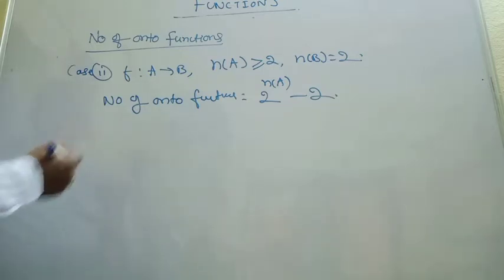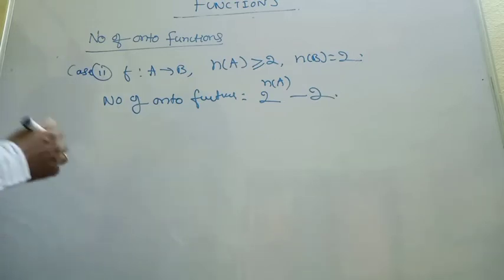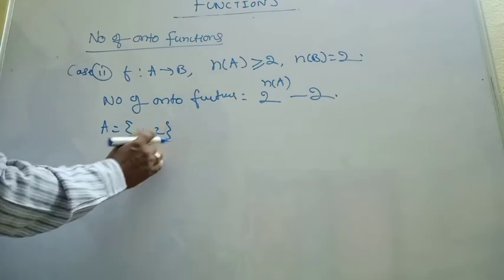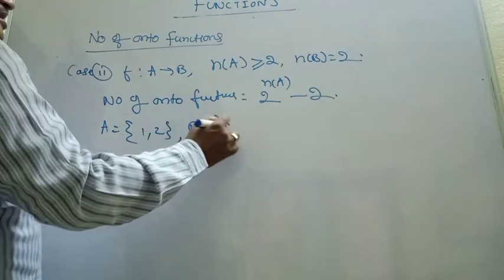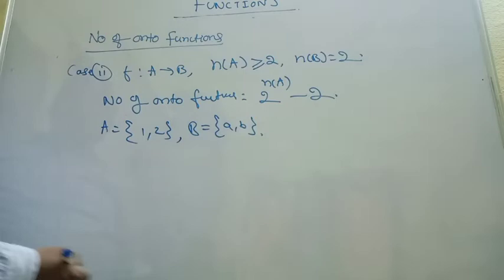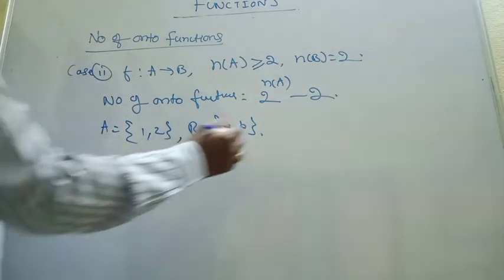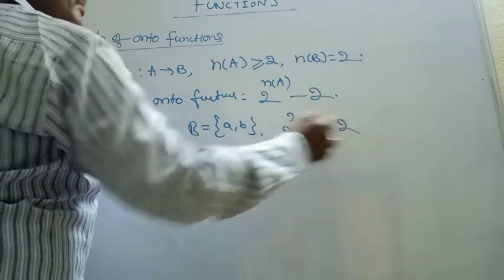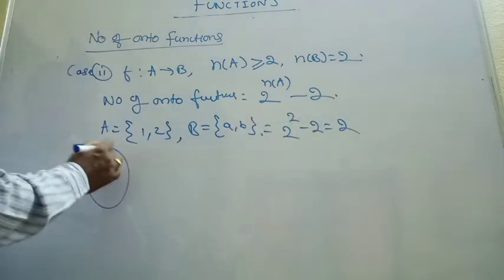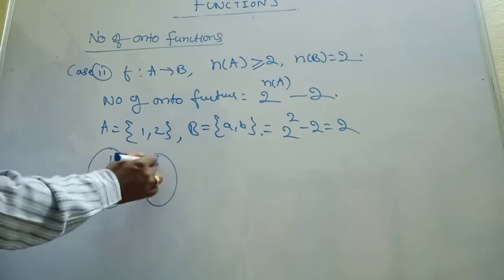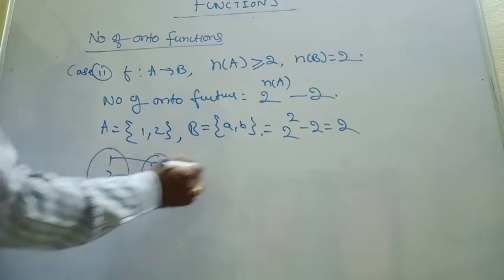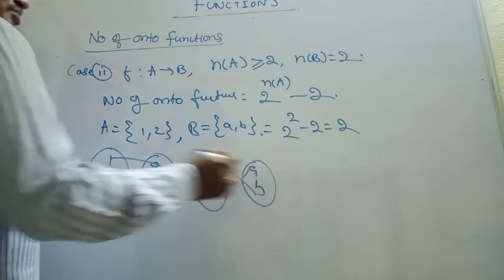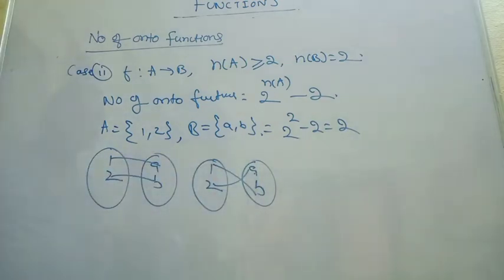For example, A is equal to {1, 2}, and B is equal to {a, b}. The number of onto functions is 2 power n of A minus 2, that is 2 power 2 minus 2, that means 2. Let us observe them. 1, 2 and a, b: 1 with a, 2 with b. This is one. Another one, 1, 2, a, b: 1 with b, 2 with a. These are the two onto functions we have like this.